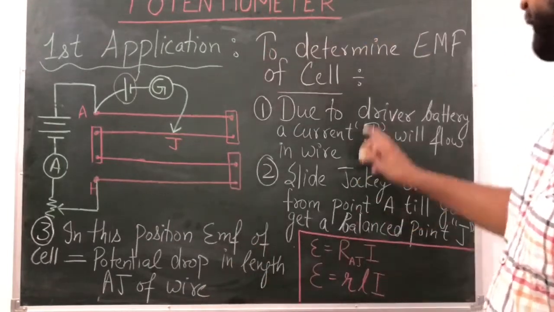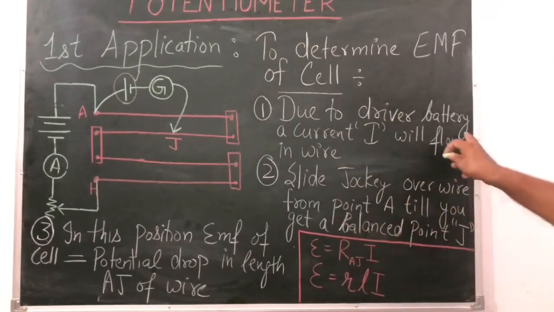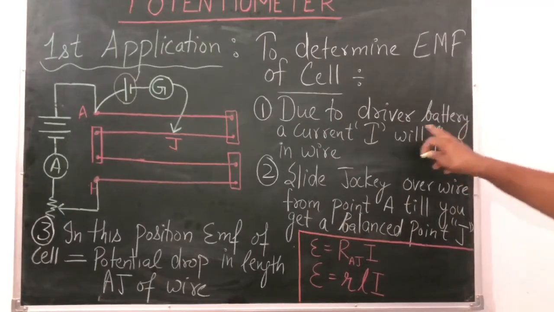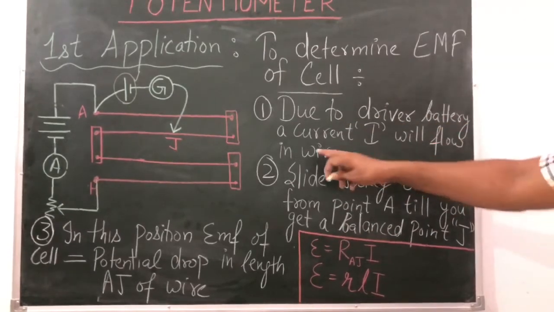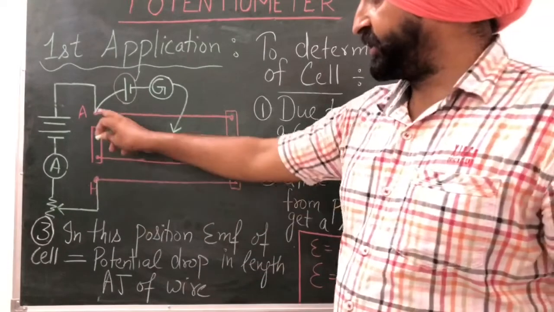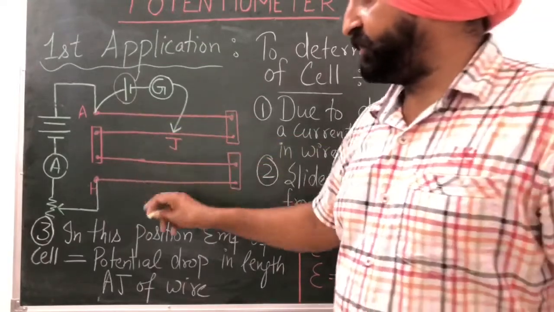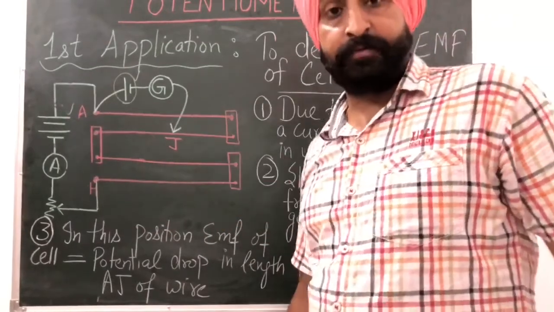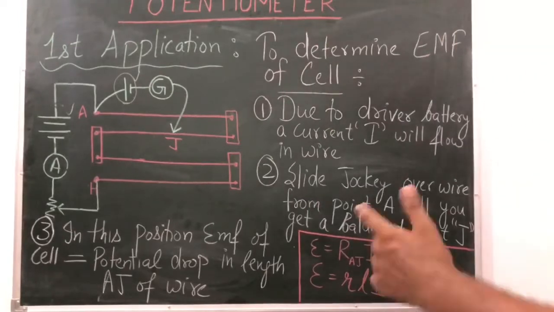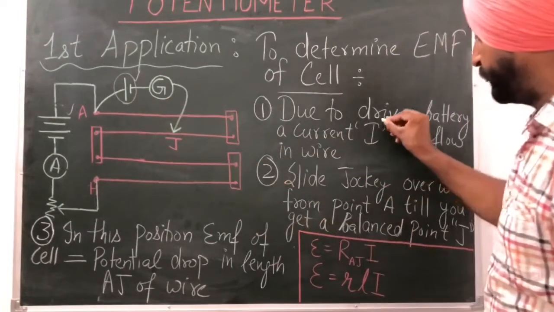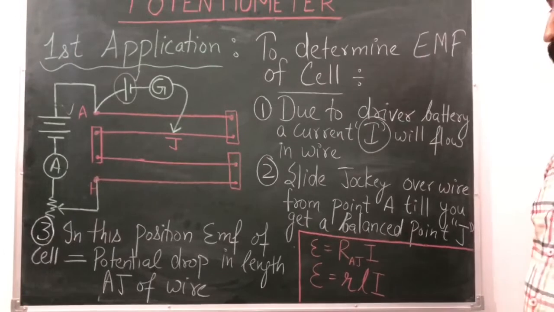The balance point is the point where this galvanometer stops showing any deflection. So here is the procedure written. Due to the driver battery, the current I will flow through this wire. The current that will flow through this wire will be due to the driver battery. Let that current flowing through this wire be I.